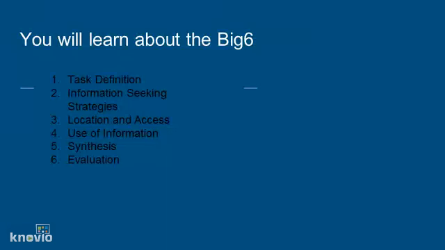A little bit about the Big 6 is, number one, you're going to define your task. In this first step, you're going to define your information, identify information needed to solve the problem. In the second step, which is information seeking strategies, you're going to determine all possible information sources and then select the best of those sources. Your third strategy is locate and access. You're going to locate sources, find information within sources.